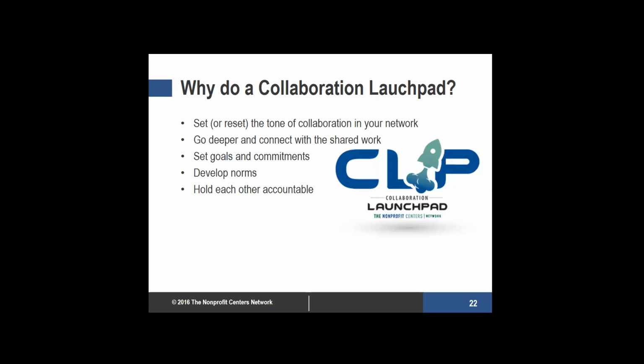Also, it helps build norms. If a collaborative doesn't have norms, it's really hard for them to work together effectively. And finally, it helps you hold each other accountable. You remember how I was talking about that round of commitments. Not only does your network facilitator hold those commitments, but so does everybody in that room who observed the commitments being made. So all of a sudden, it's no longer one person holding the community accountable. It's the community holding the community accountable. And that is a very powerful tool.